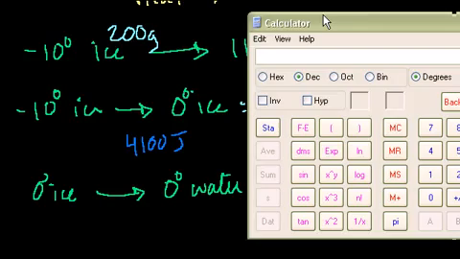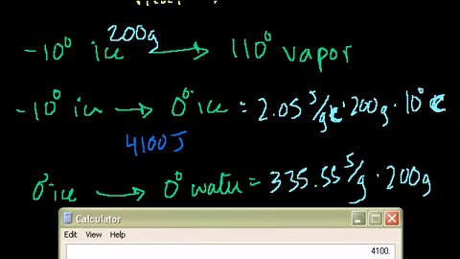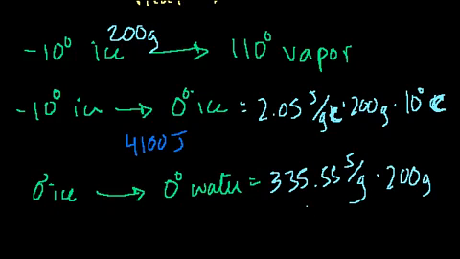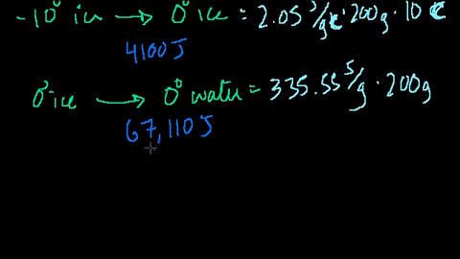Let me get the calculator out. So I have 335.55 times 200, which is equal to 67,110. Let me do it in that color so we can sum them up at the end. 67,110 joules to melt the ice, or take it from ice to water.